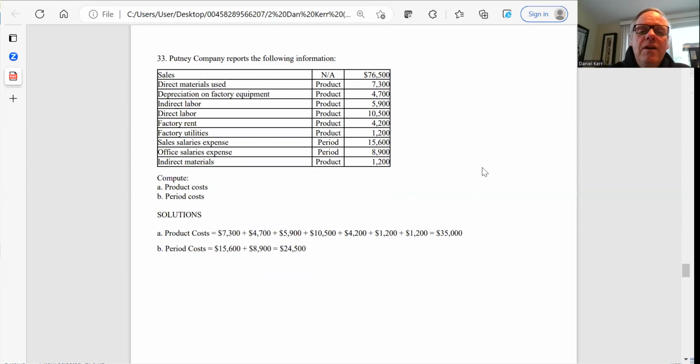Period cost would be those costs, those expenses that are not allocated to the product. And these are all the different costs that are allocated to the product. So you can see here that the two period costs were sales and office salaries. All the other items there were product costs. So that's how you get 35,000 and then get to 24.5. To get full credit, you had to show your work and you had to get the correct allocation.